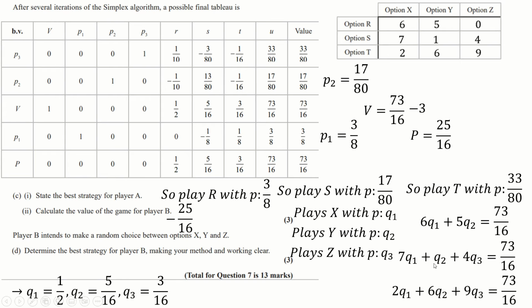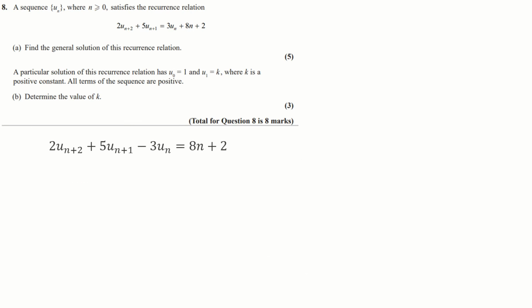But in case you didn't have one of these for whatever reason, just maybe you knew that player A wasn't playing one of these options at all, then you'd still have q1 plus q2 plus q3 equals 1 as an option you could use for your calculator to solve it.